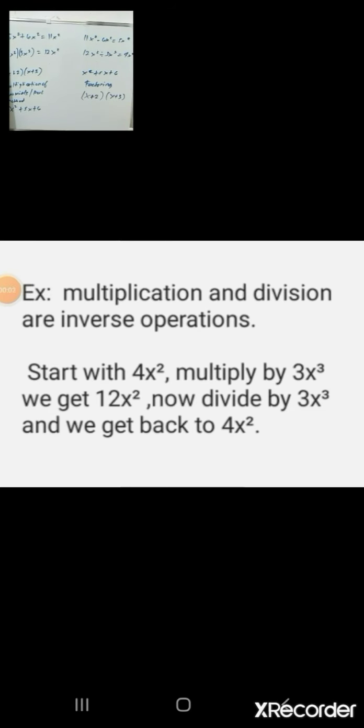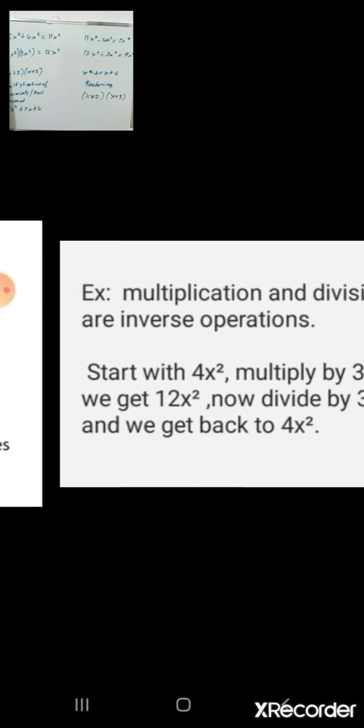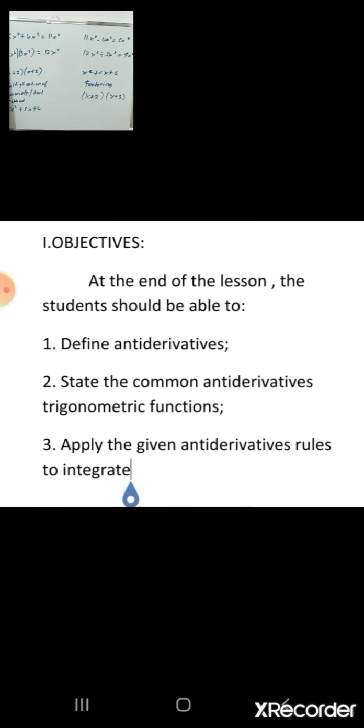After we discussed last meeting the derivatives of trigonometric functions, now we are going to talk about its inverse operation, the antiderivatives of trigonometric functions. These are our objectives for the day. At the end of the lesson, the student should be able to define antiderivatives, state the common antiderivatives of trigonometric functions, and apply the given antiderivative rules to integrate.